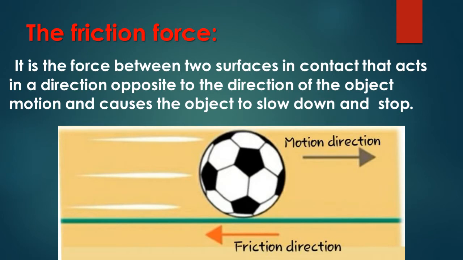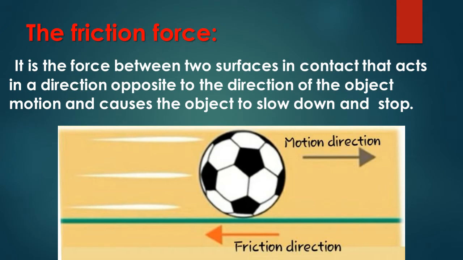Then, what is the definition of the friction force? Friction force is the force between two surfaces in contact. In contact means that these two surfaces touch each other, that acts in a direction opposite to the direction of the object motion. يعني الفريكشن فورس دي has a direction بيبقى ليها اتجاه. طب what is the direction of the friction force? It's in opposite direction to the motion direction.